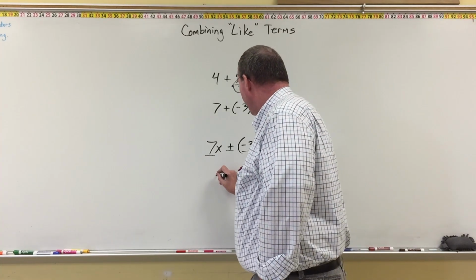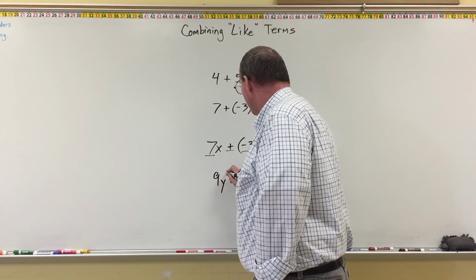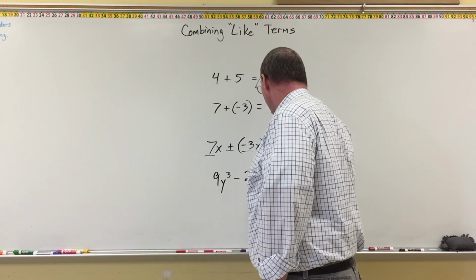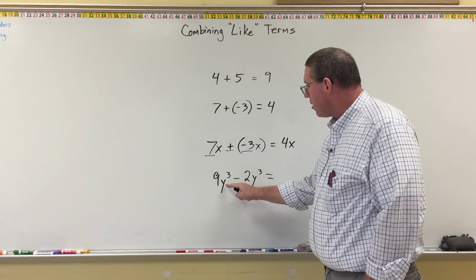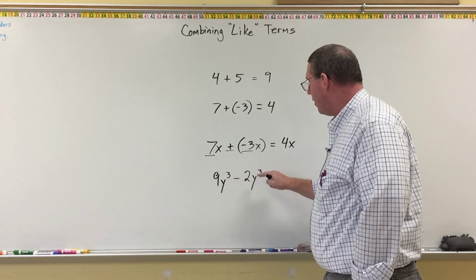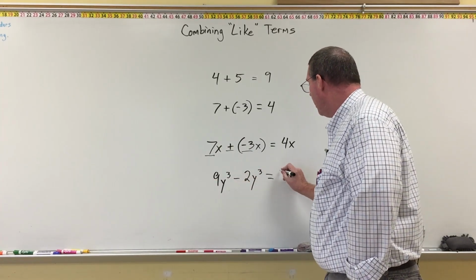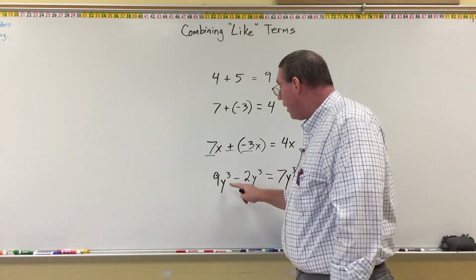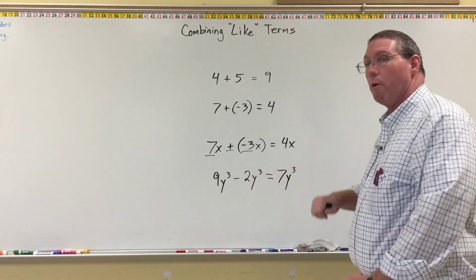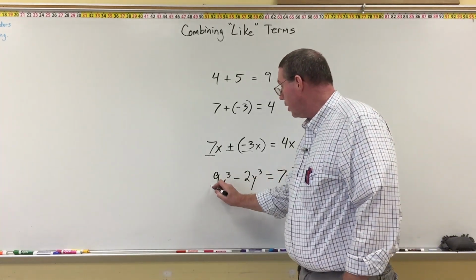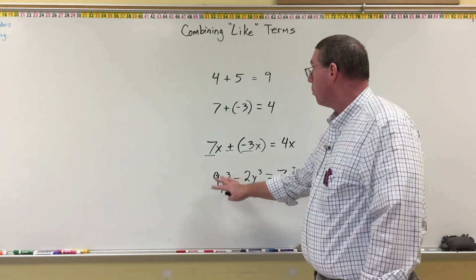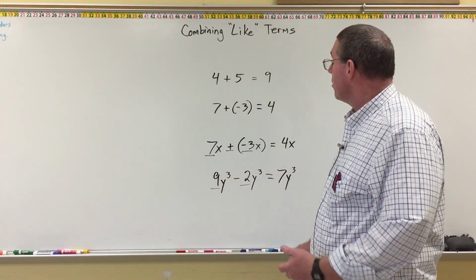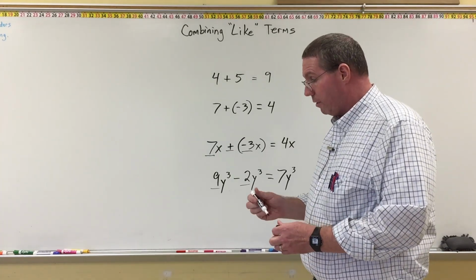If we had 9y to the third power minus 2y to the third power, they both have the same variable to the same power, and therefore we can do 9 minus 2 is 7, and then just put on the y to the third power. Note that we do not change the y to the third power. It just goes along for the ride. The only thing we're combining is the 9 and the minus 2, okay? And so that's basically what we mean by combining like terms.